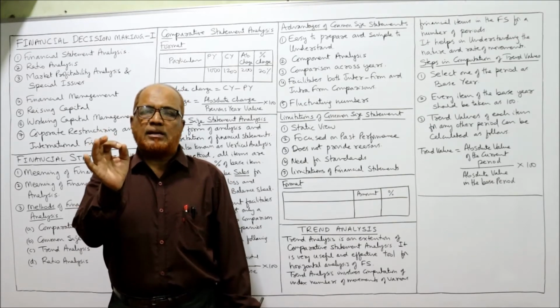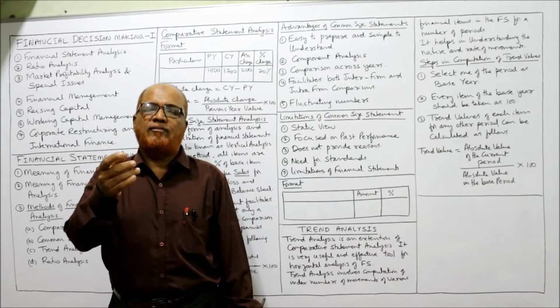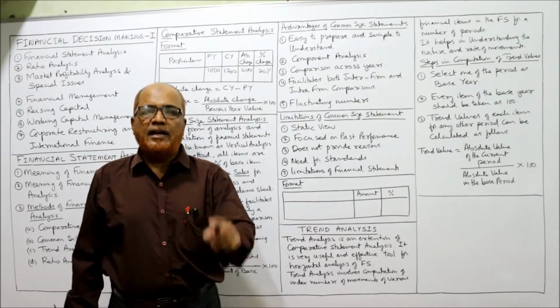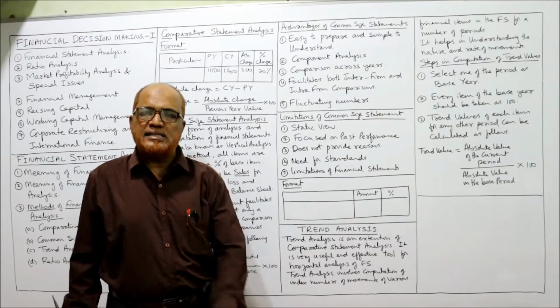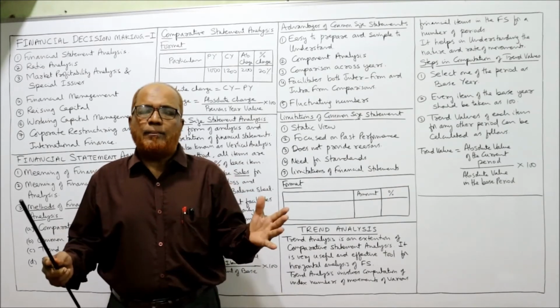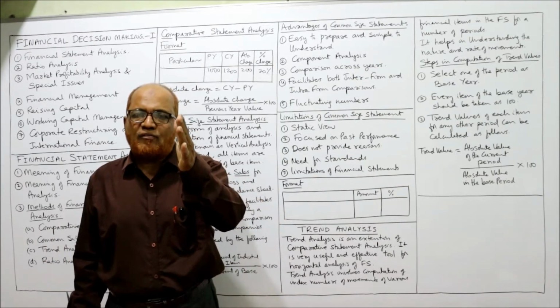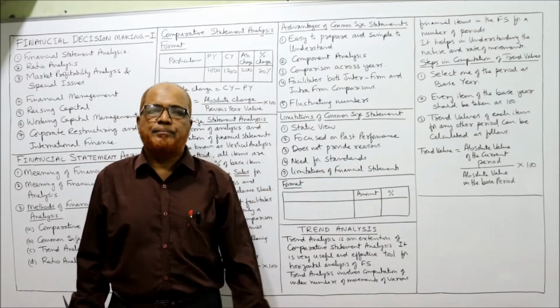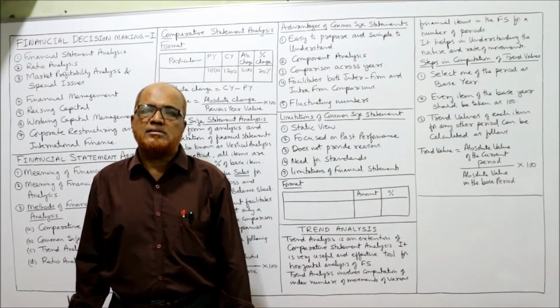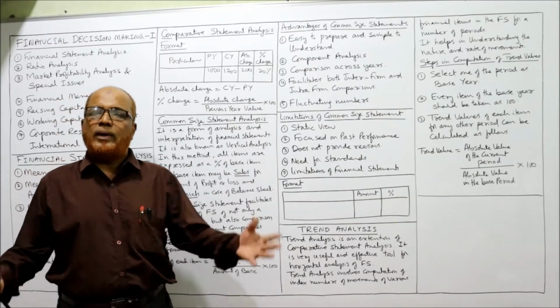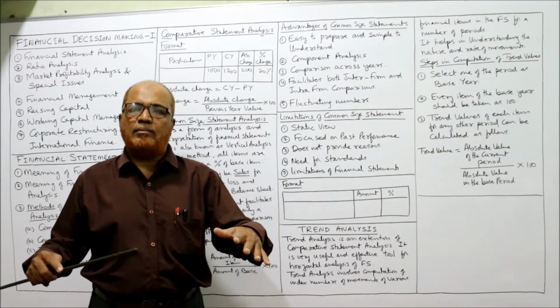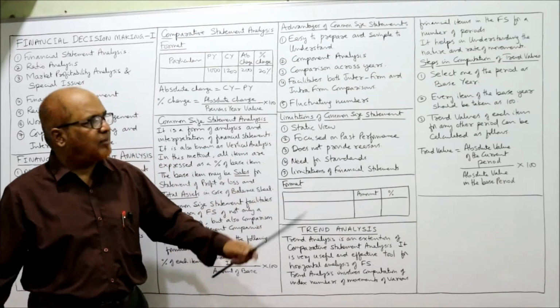The common size statement analysis can be applied whether intra-firm. Intra-firm means within the same firm, 1 year with another year. That is intra. Inter-firm comparison is comparing the performance of one company with another company. That is called inter-firm comparison. The advantage of common size statement is we can apply it for intra-firm comparison and also for inter-firm comparison.